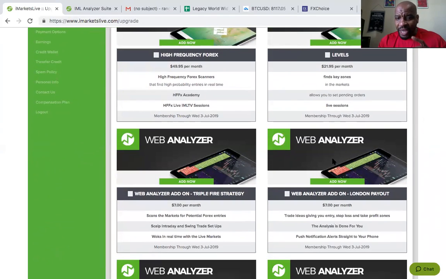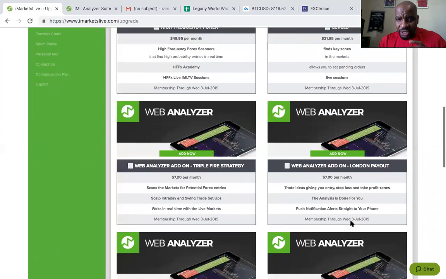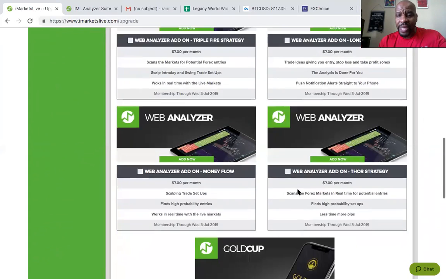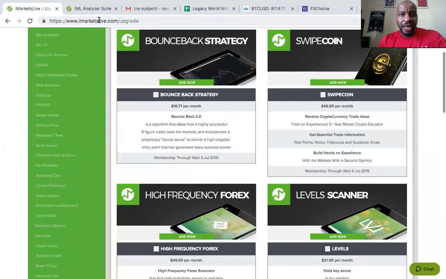Now, Dr. K is going to be adding onto the London payout where she's going to be doing indices here, which is going to be powerful. But right now, all you've got to do is upgrade to the web analyzer, which is $21.95. And then I'm going to show you how to do this right here.